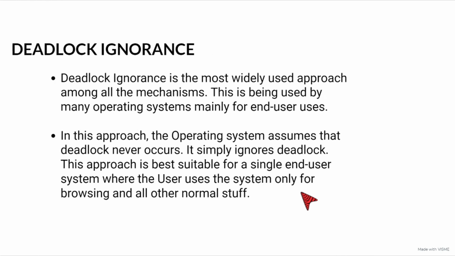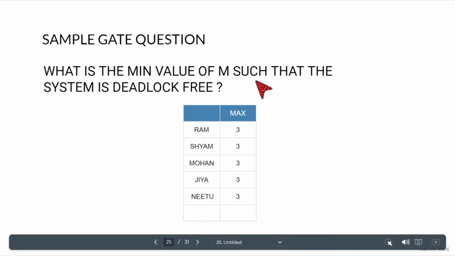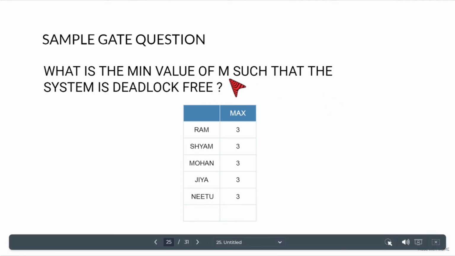Okay, now let us see a GATE question. Yeah, a sample GATE question. So, what is the minimum value of m such that the system is deadlock free? This is the question, and this is the table that we will be given. Okay, concentrate on what I'm saying. You may not understand the question, but don't worry. I'll be explaining this to you in detail. What is the minimum value of m such that the system is deadlock free?